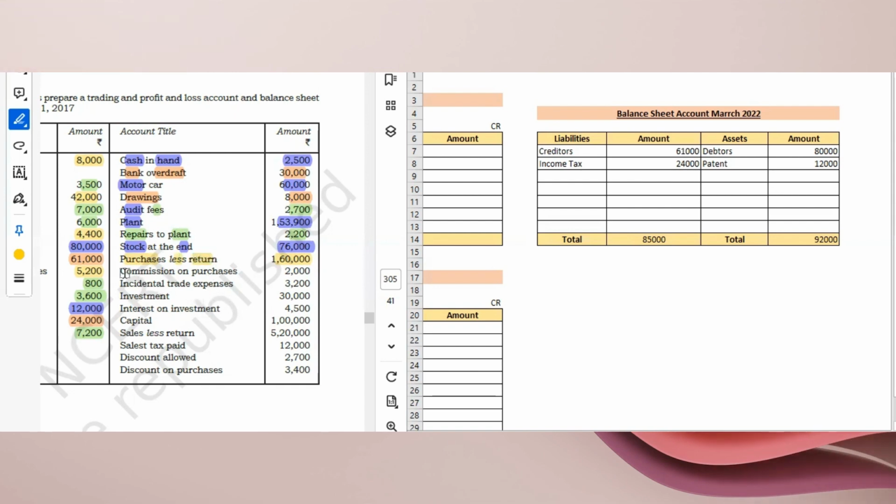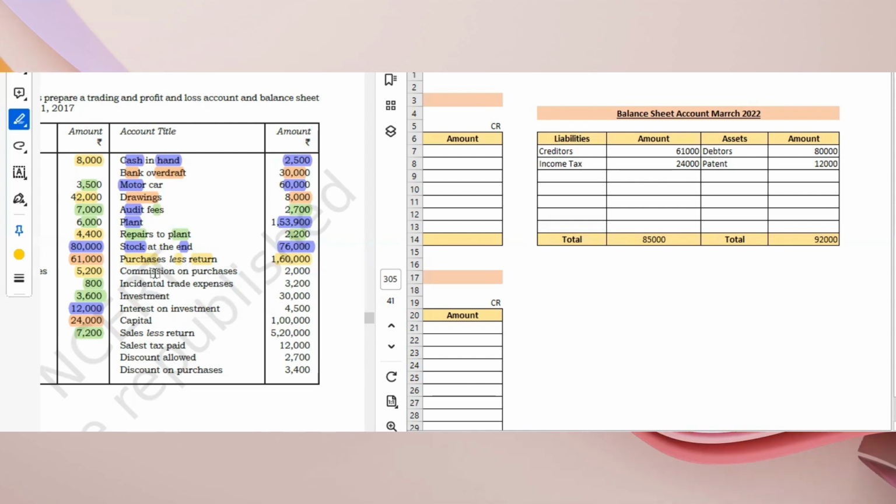Commission on purchases. So you have purchased some materials. For that you have paid some commission. So it is directly relating to your purchase, which is directly related to your trading. So it is a trading account.